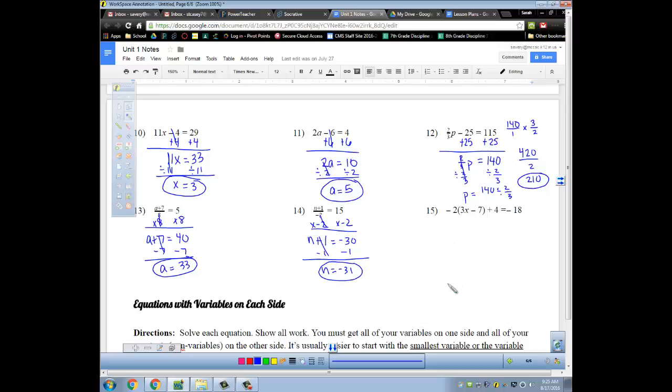Number 15, I have a little bit of simplifying before I can solve it. So I'm going to do the distributive property first to get -6x plus 14. Bring down the plus 4 equals -18. Combine these like terms to get -6x plus 18 equals -18. And now it's just like numbers 10 and 11. I'm going to subtract the 18 from both sides to get -6x equals -18 minus 18 is -36. And then divide both sides by -6 to get x equals a positive 6 as your final answer.